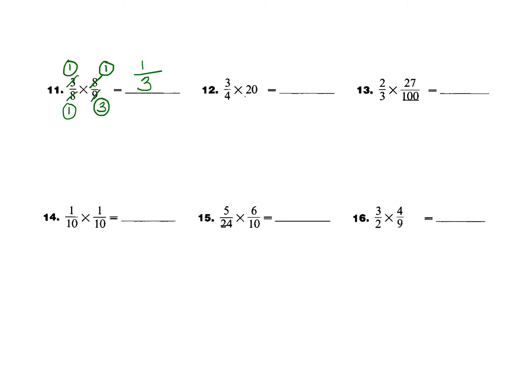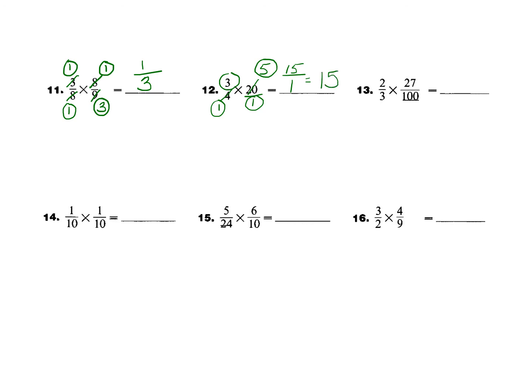We change 20 to 20 over 1. Question 12, 3/4 times 20 over 1. 4 divided by 4 equals 1. 20 divided by 4 equals 5. 3 times 5 equals 15. 1 times 1 equals 1. 15 over 1 equals 15.